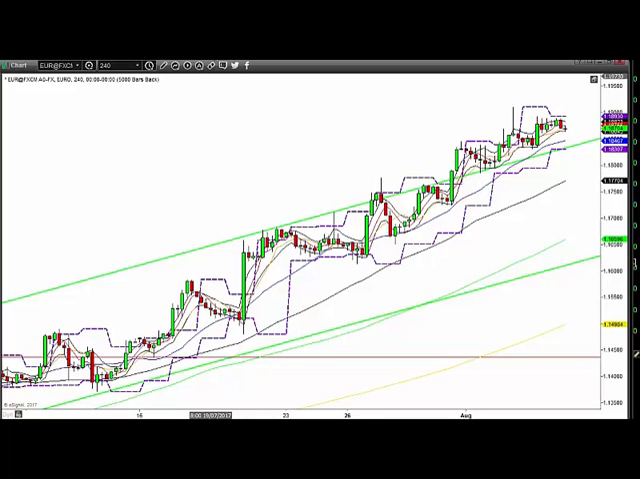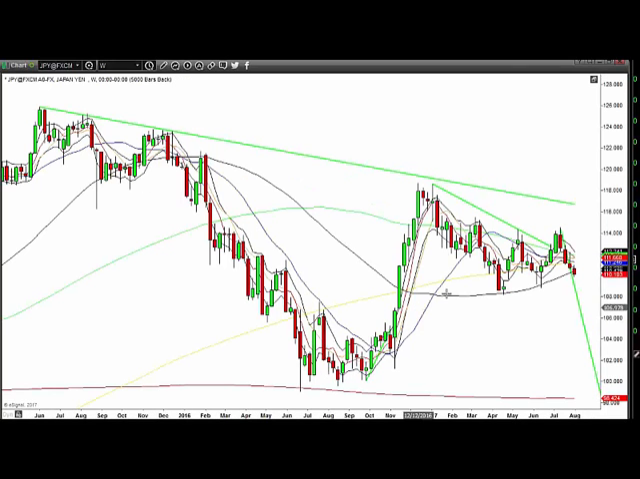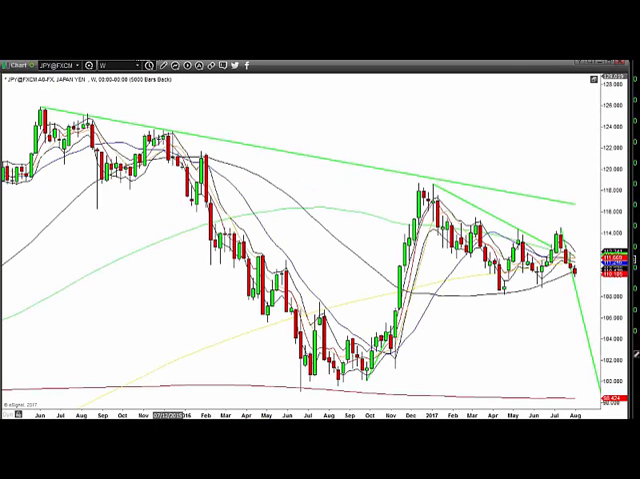Now let's go to the dollar yen, because I am going to be trading the dollar yen as well. The dollar yen, I quite like if we go out to the weekly charts. Actually, let's go to a daily chart first of all.